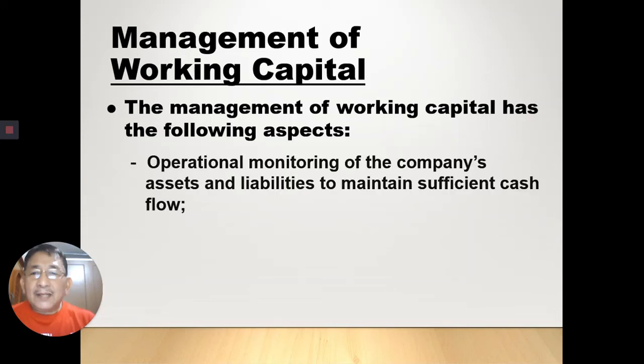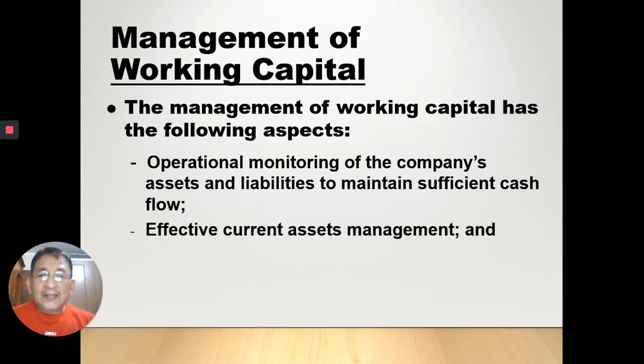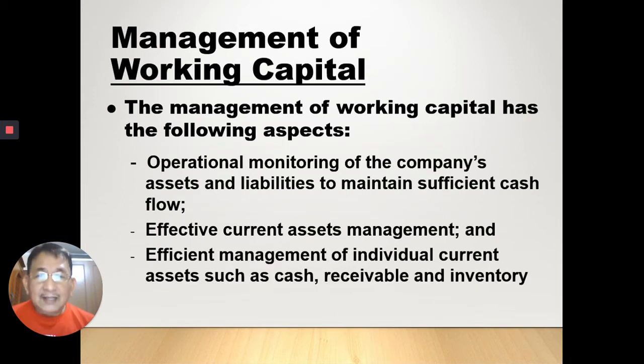Number 1, operational monitoring of the company's assets and liabilities to maintain sufficient cash flow, effective current management, and efficient management of individual current assets such as cash, receivable, and inventory. So now it is referring to the management of the current assets. When we discuss working capital, we have to manage the cash, the receivable, and inventory, which are classified to be current assets.